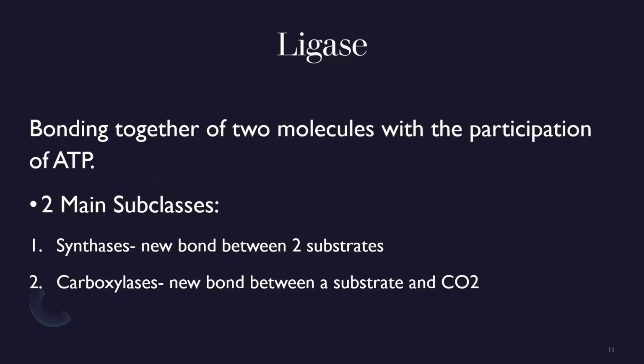Lastly, we have the ligase. Ligase is also a bonding together of two molecules with the participation of energy or ATP. There are two main subclasses. Synthases forms new bond between two substrates, while carboxylases forms a new bond between a substrate and a carbon dioxide. So there we can identify and class an enzyme.